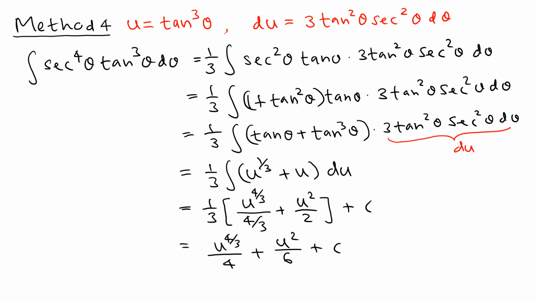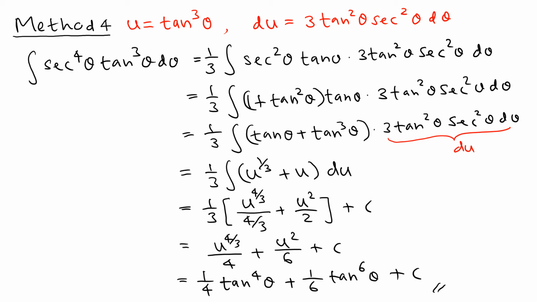Now if you substitute wherever you see tan cubed theta, you can see that you're going to get 1/4 tan to the fourth power theta plus 1/6 tan to the sixth power theta plus c. That's exactly the same as the, it's the exact same solution. So let's go to the fifth method.